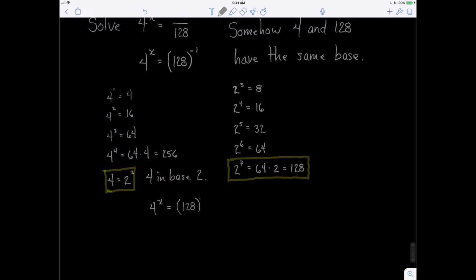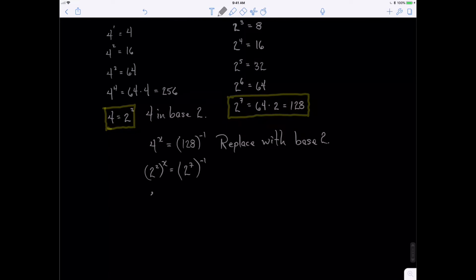128 to the negative 1. And now let's replace each of these with the appropriate base, base 2. The 4 becomes 2 squared raised to the x. The 128 is 2 to the 7th to the negative 1. And then recall that an exponent raised to an exponent, we multiply, so that's 2 to the 2x. On the right-hand side, we have 7 times negative 1, so this becomes 2 to the negative 7.